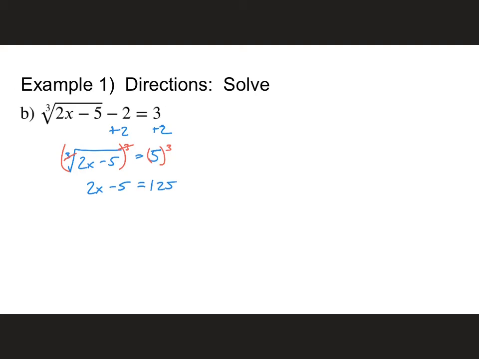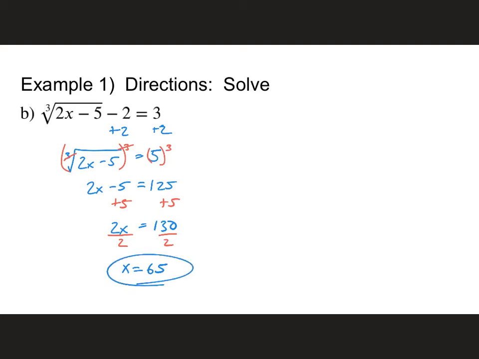So now we're left with a very easy equation to solve. We'll add 5 to both sides. We'll end up with 2x equals 130. We'll divide by 2. And we'll come up with x equals 65.